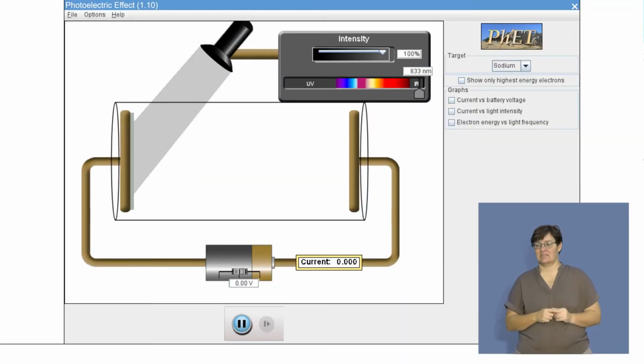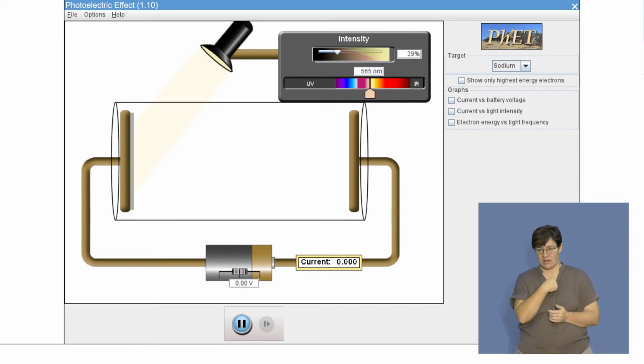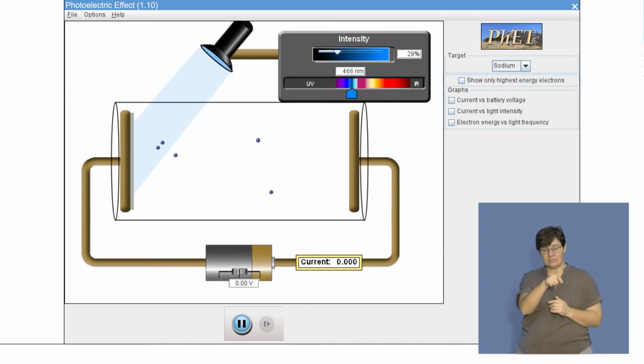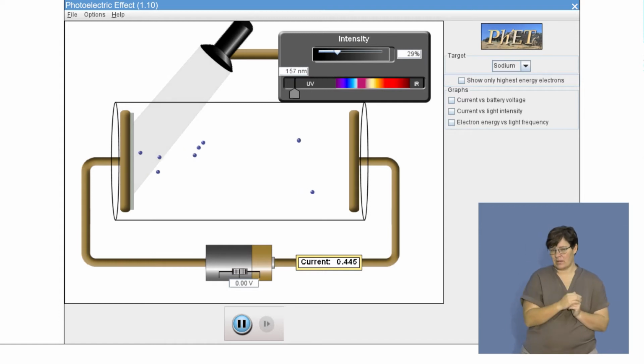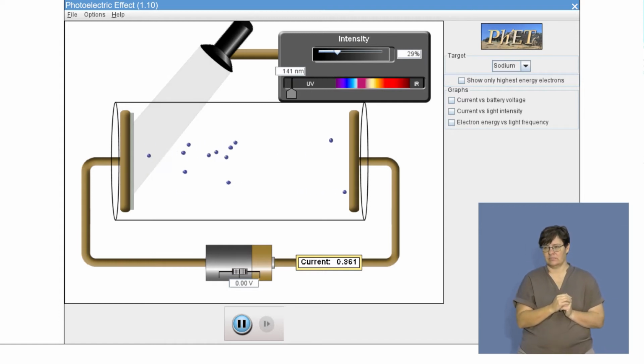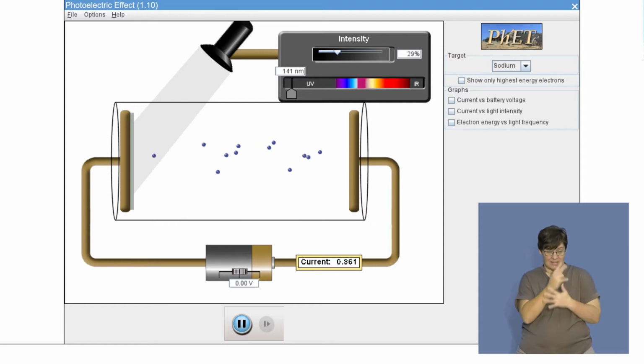So let's make this down here again. And we knew that when we started this, it was in this sort of range, and we got electrons, and this is for sodium. Let's make this even smaller. Let's see what happens. Look how fast they're moving. So much faster. Okay, and we're getting lots.